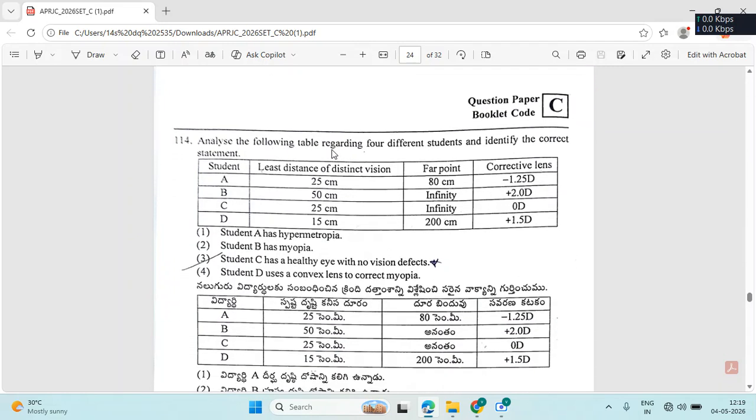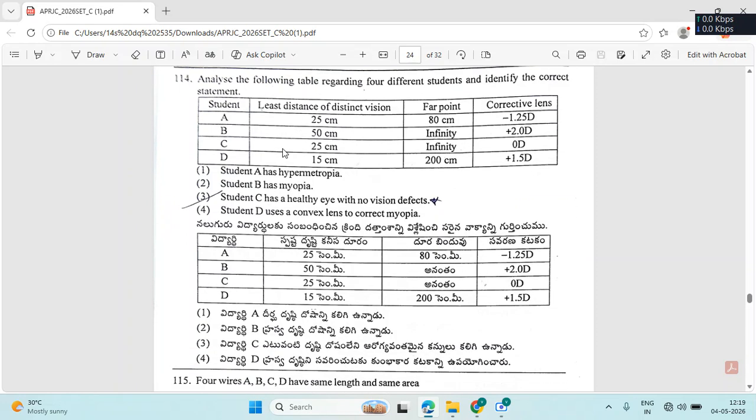Analyze the following table recording four different students and identify the correct statement. There are four students: A, B, C, D. Least distance of distinct vision: for A, 25 centimeters; for B, 50 centimeters; for C, 25 centimeters; for D, 15 centimeters. The far point for A is 80 centimeters, for B is infinity, for C is infinity, for D is 200 centimeters.